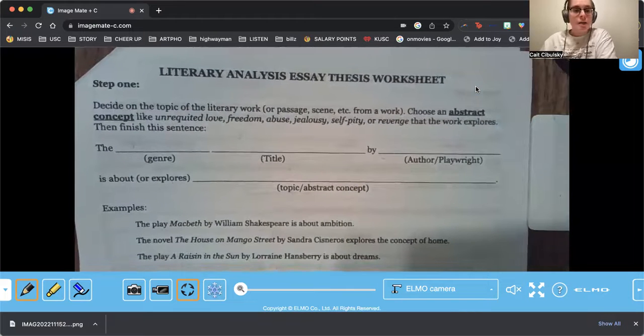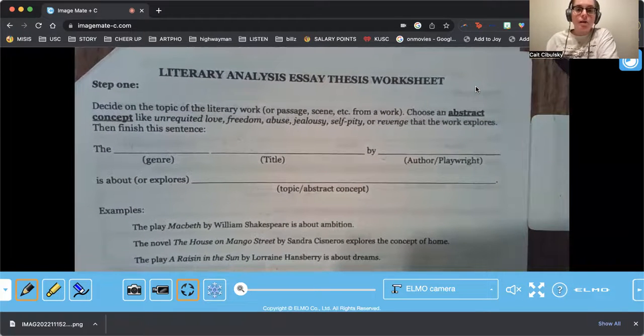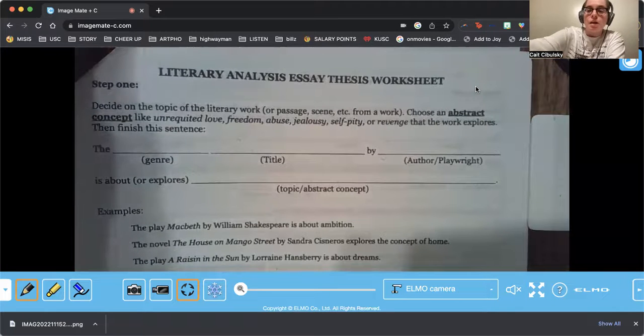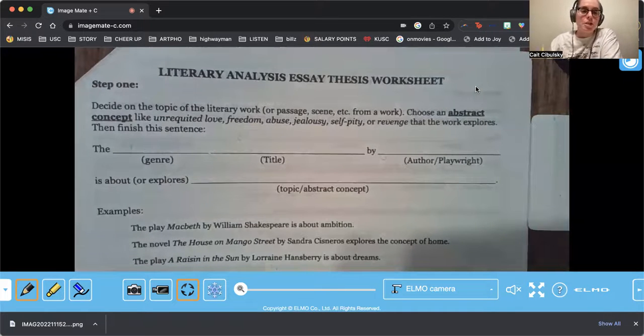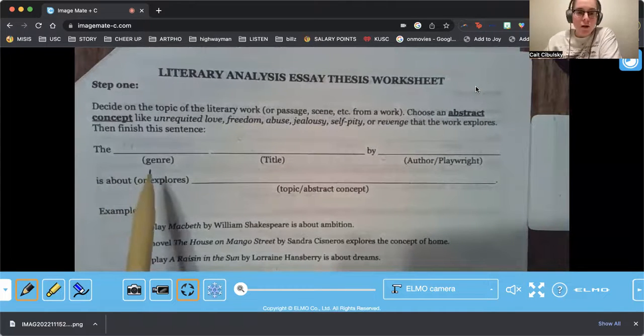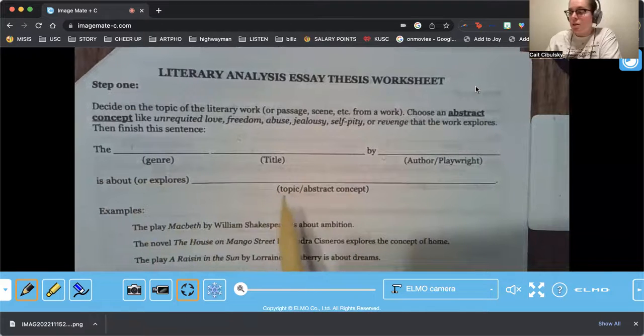Step 1. Decide on the topic of the literary work, or passage, scene, etc. from a work. Choose an abstract concept like unrequited love, freedom, abuse, jealousy, self-pity, or revenge that the work explores. Then finish this sentence. The genre, title by author/playwright is about or explores topic/abstract concept.